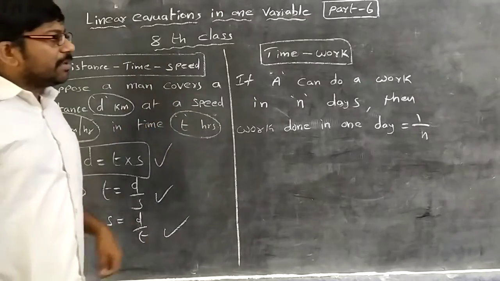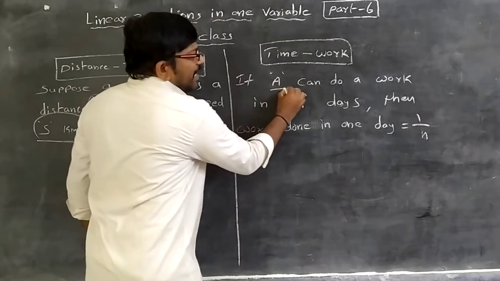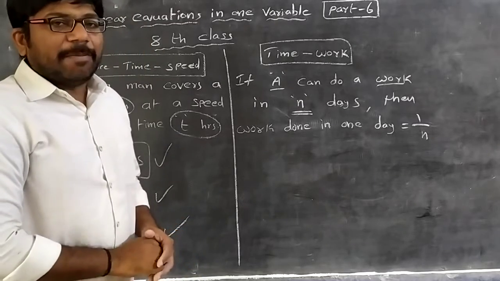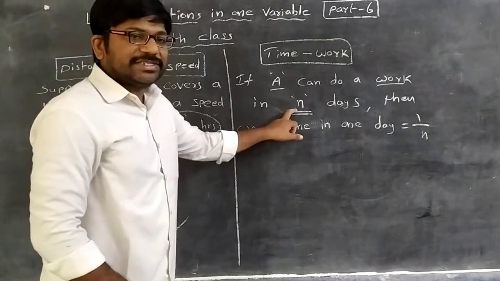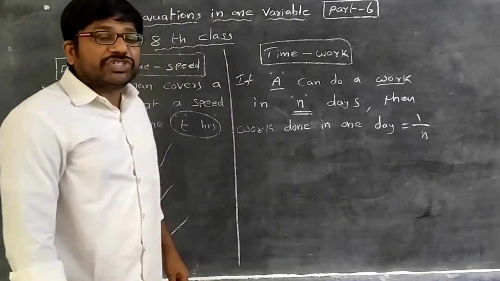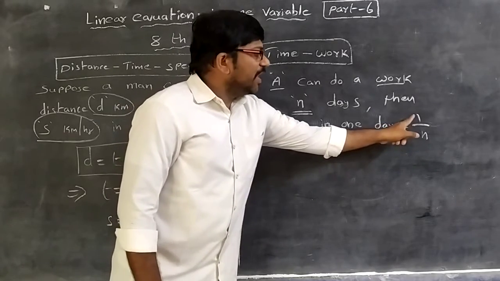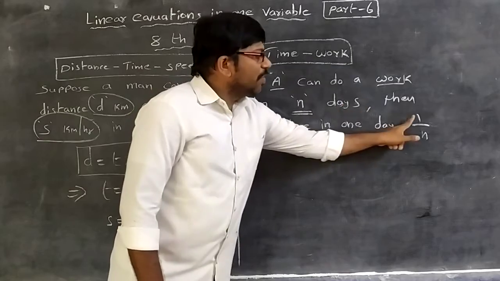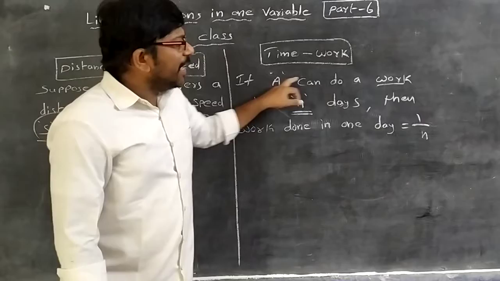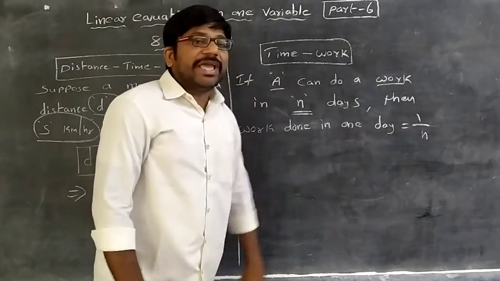Yes, the next concept is time and work. Suppose A can do a work in n days, so A can complete a piece of work in n days. Then the work done in 1 day, the work portion completed in 1 day, is 1 by n. So in 1 day the work done by A is 1 by n portion of the work, right? If A can complete a work in n days, then the 1 day portion is 1 by n.